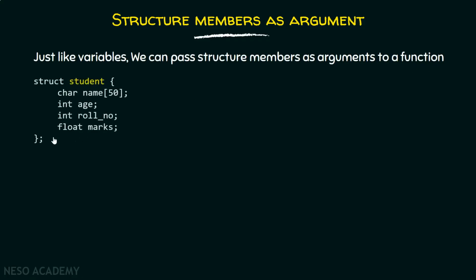For example, here I am considering this structure, which we have already seen. This struct student consists of 4 different members. One is the name of the student, the other one is the age, then the roll number, and finally the marks of the student.